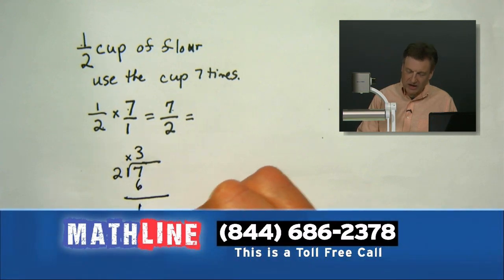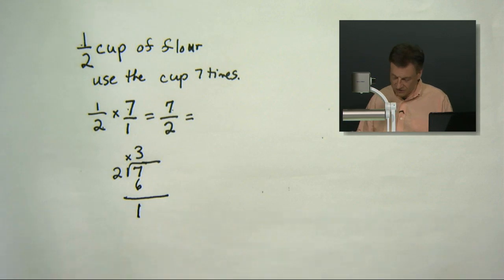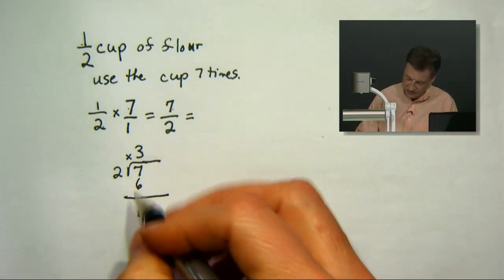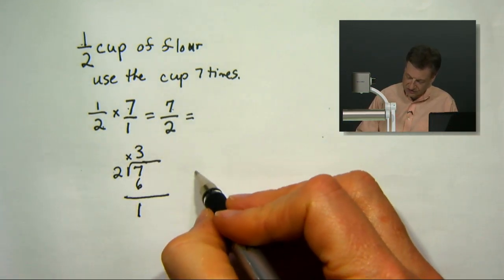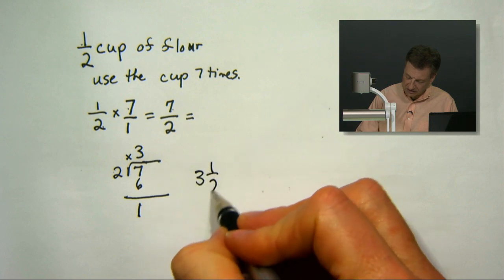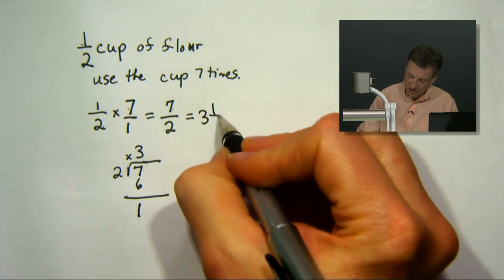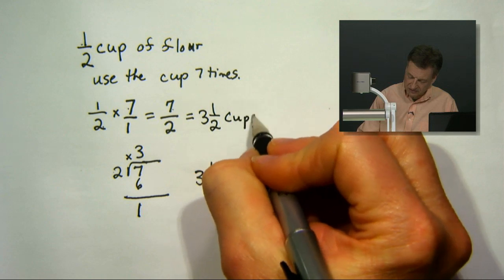And look what we got. We got 1 left over again. We got that 1 left over. And what we need to do is make it into a fraction. So that's going to be 3 and 1/2, and so there you go, 3 1/2 cups. Does that work?